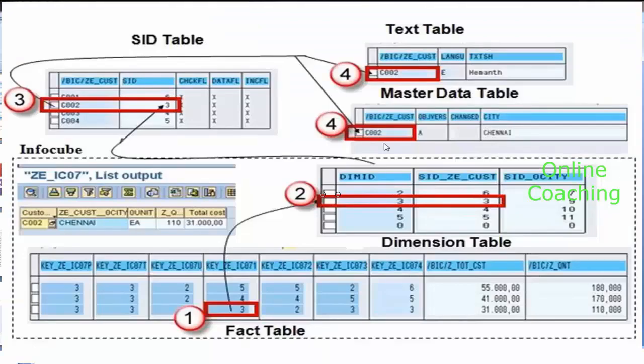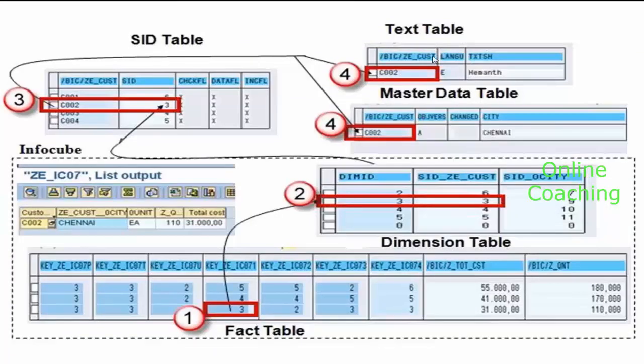So if you go back here, see here, I have a text table connecting based on my SID. SID table is connected to my text table, my master data table. Then under SID table, it's connecting based on the dimension ID table to a dimension table. Dimension table is connecting to the fact table based on the dim ID. So it's all interconnection with the different tables.